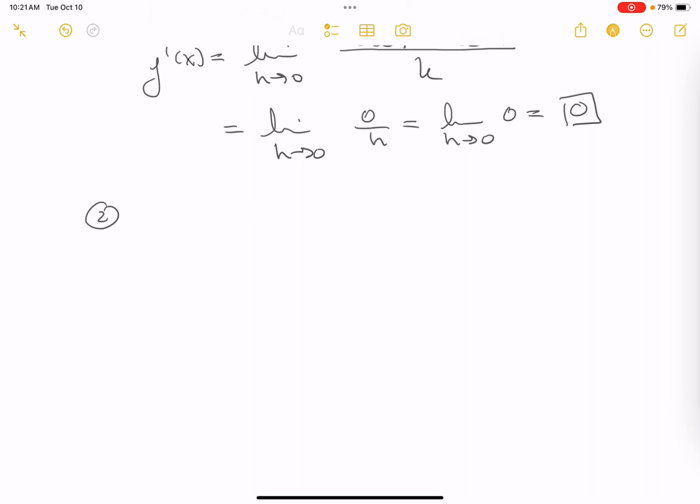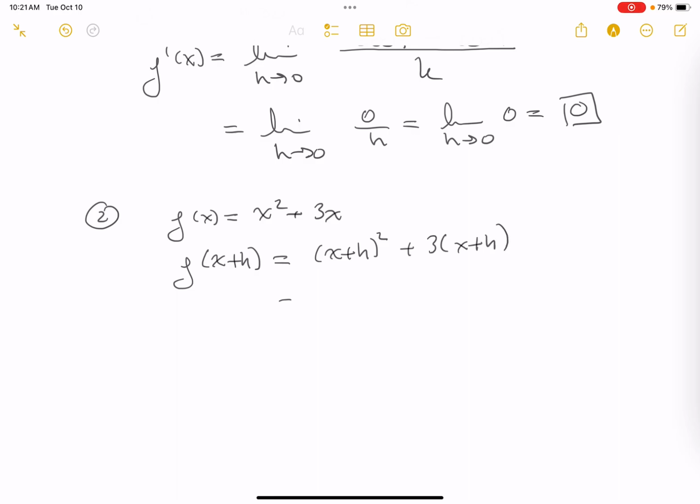Example number 2 is f of x equals x squared plus 3x. Well, they want to use the definition again. I need to know what f of x is and what f of x plus h is. So f of x plus h is x plus h squared plus 3 times x plus h. That's x squared plus 2xh plus h squared plus 3x plus 3h. From here I'm going to write down f of x plus h minus f of x.